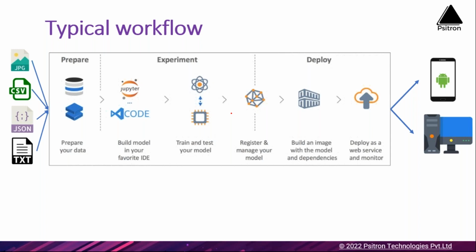I'm talking about something called MLOps. How do you deploy a model, how do you monitor your model, how do you retrain your model again, and how do you redeploy it again? What are the pipelines that you need to build? This is the typical workflow of any machine learning model life cycle.